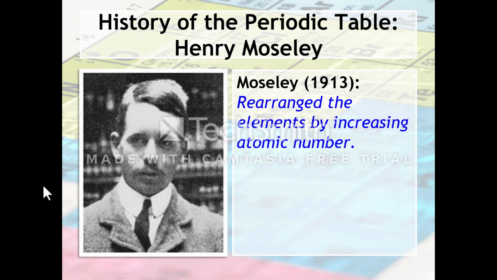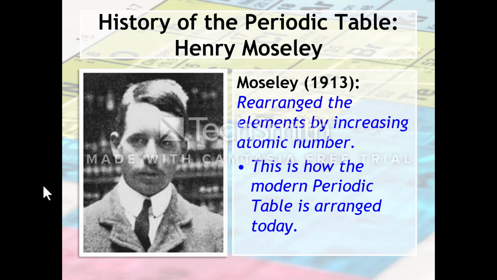Okay, so how is it arranged today? It was arranged by increasing atomic number. That was by a scientist named Moseley in 1913. And again, this is how it's arranged today. If you look at your periodic table, you'll see there's a very clear pattern. It goes from 1 to about 118. And they're all in somewhat of an order there.